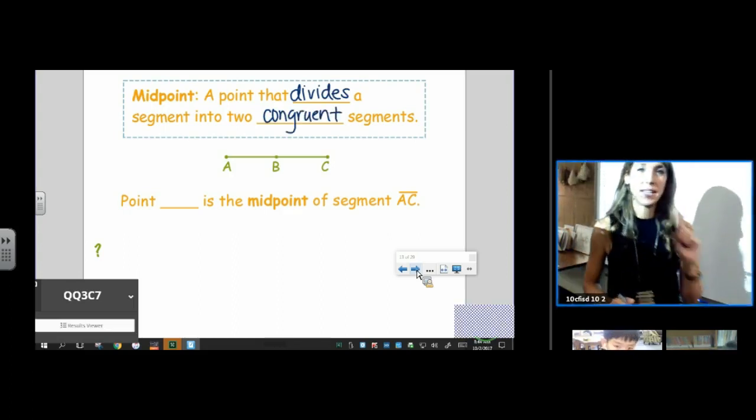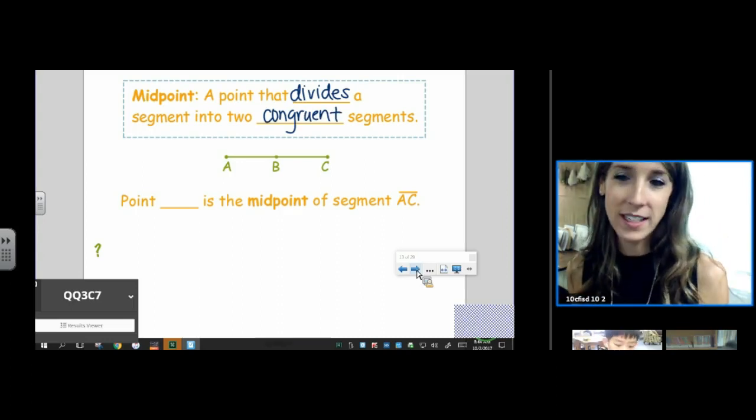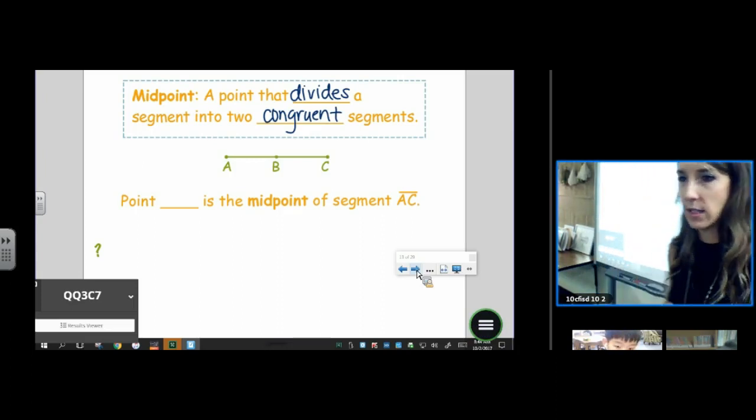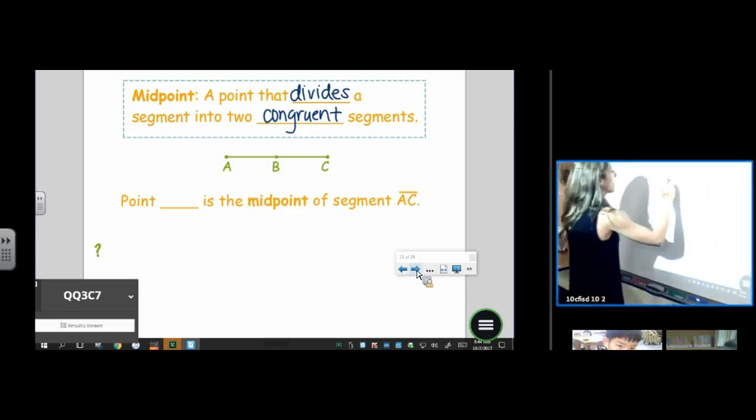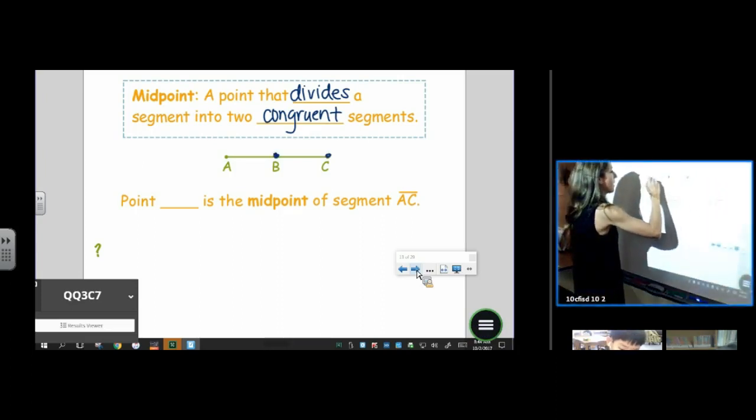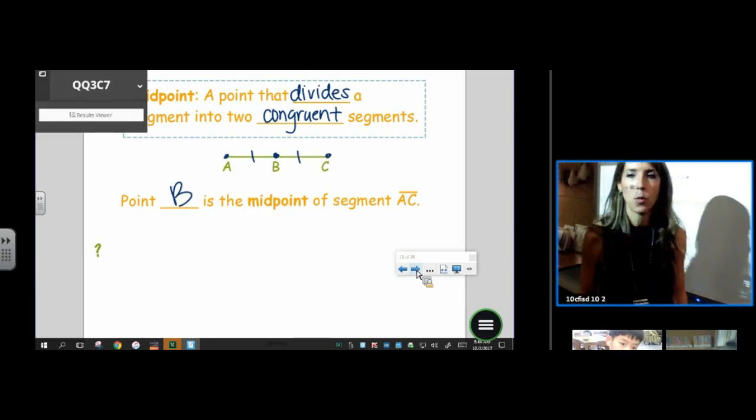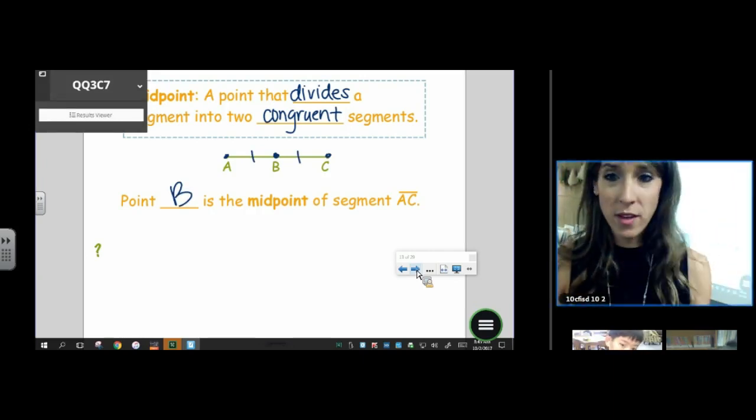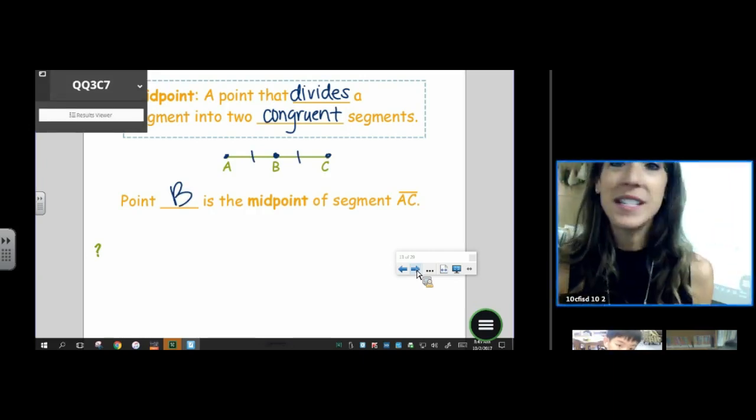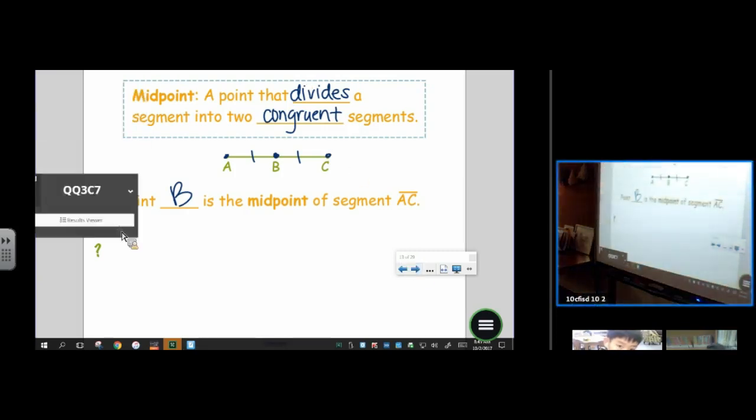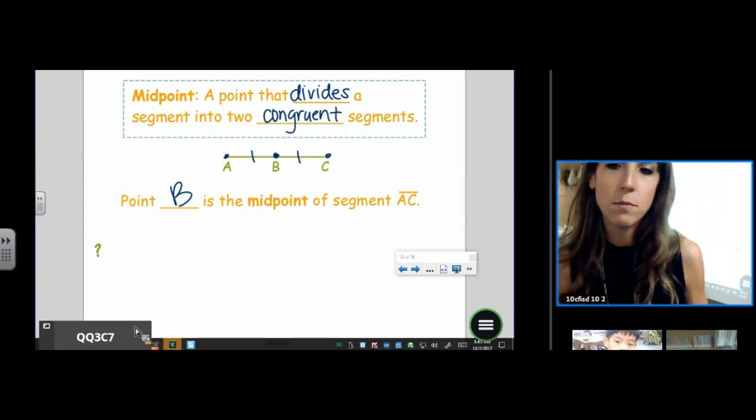So sometimes if B is a really special point, it won't just be between, it will be the midpoint. So how do I show people that B is the midpoint of AC? I put tick marks on my segments. Point B is the midpoint of segment AC. Before those tick marks were there, point B was not the midpoint. So I had to add those tick marks because we are not allowed to assume midpoint.